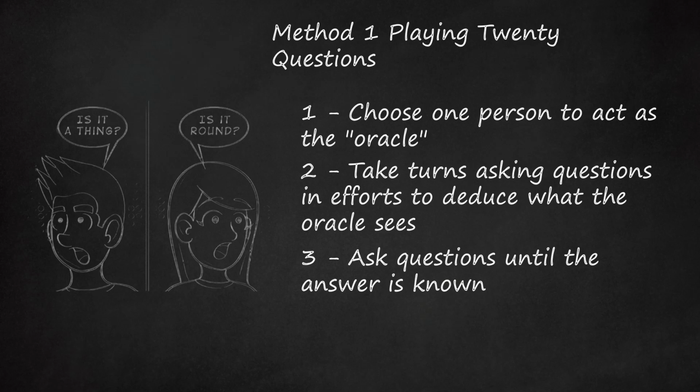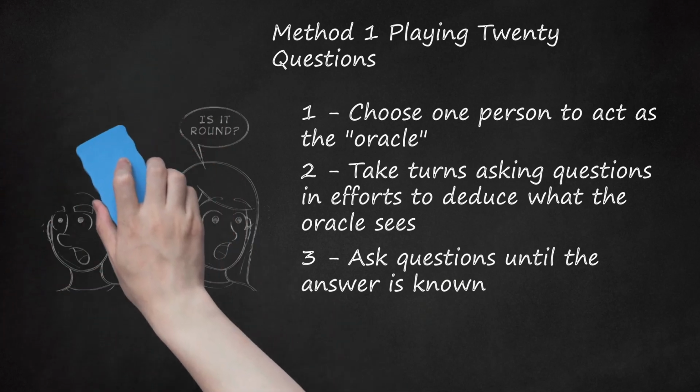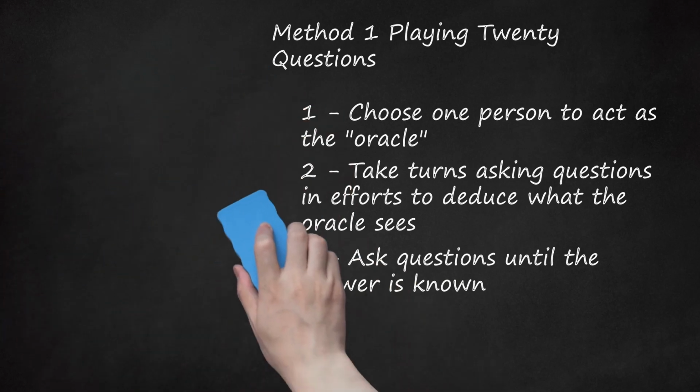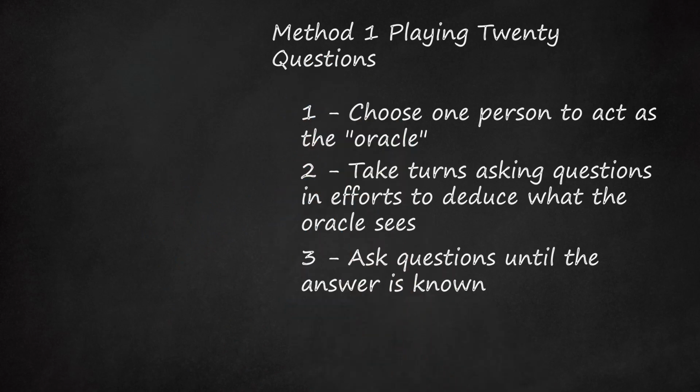Is it a ball? If the player guessed correctly, the game continues with it now being their turn to lead the game as the oracle. If the player guessed wrong, the guess counts as an additional question, and the game continues until the remaining 20 questions are asked.